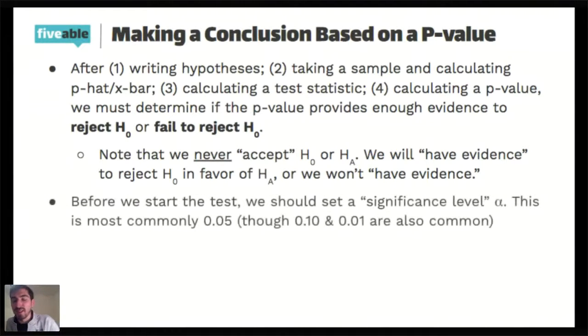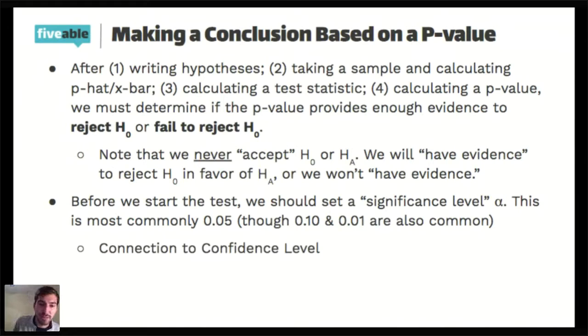Before you start the test, the comparison is made to what's called a significance level. The most common is 0.05. The 0.1 and 0.01 are pretty common, and this directly ties to confidence level. So if you've done confidence intervals, you've seen 95%, 90%, 99%. The exact opposite of that will be your significance level. So if you want to be 95% confident, 5% significance level if you're doing a two-sided test.